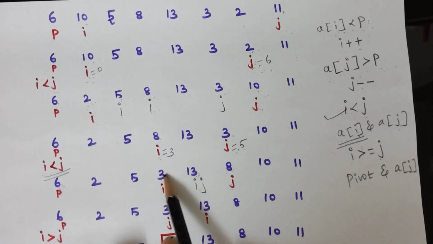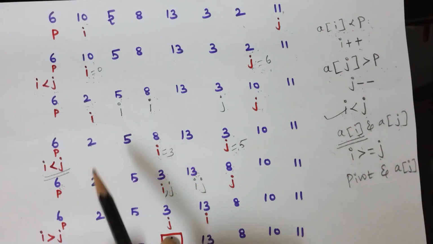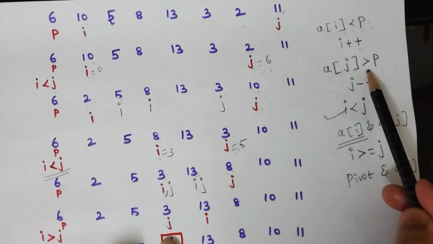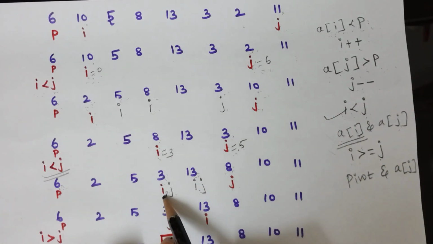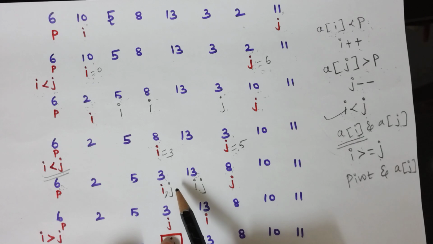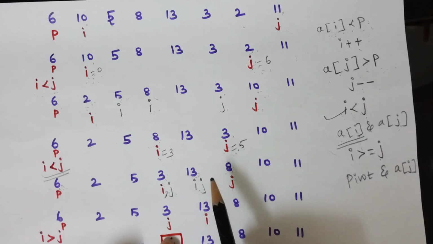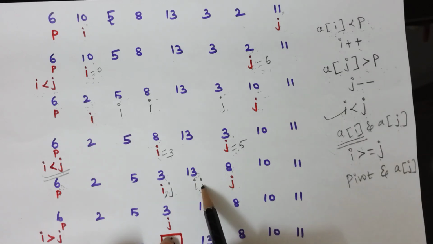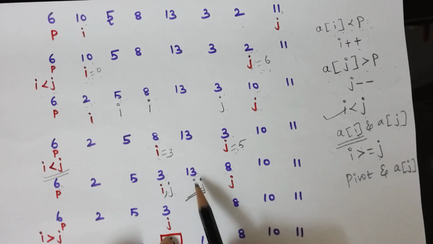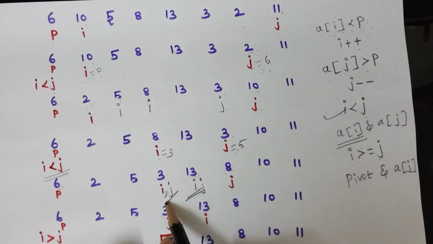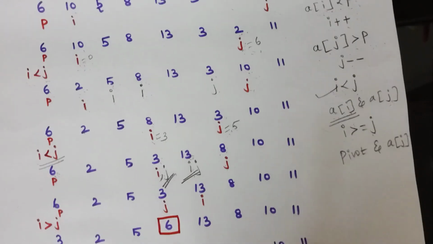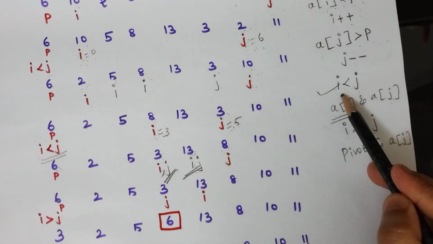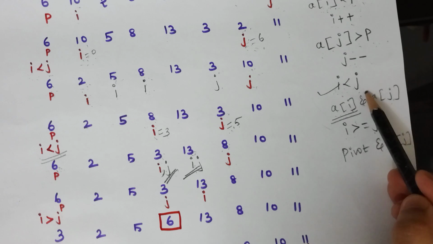Now again compare 3 with 6. So 3 is lesser than 6, which is not satisfying this condition. Then you shouldn't decrement j here. You should stop right here. So you stopped i, which is presently in this location, and you stopped j here, which is presently in this position. Now you need to go for checking this condition: whether i is less than j.